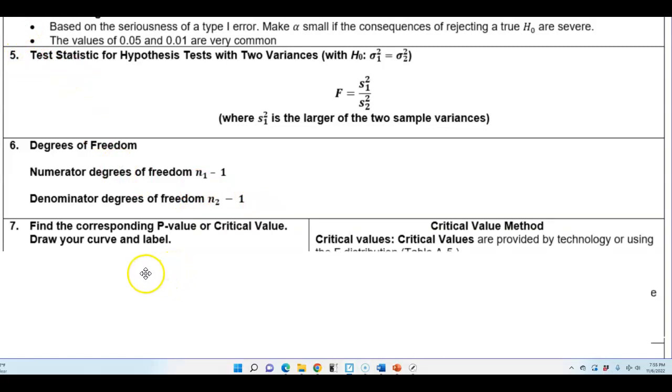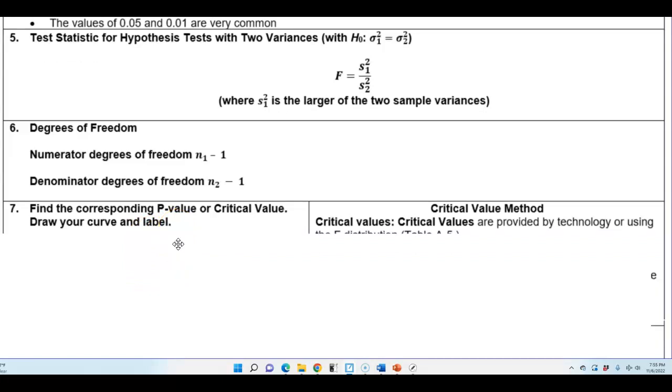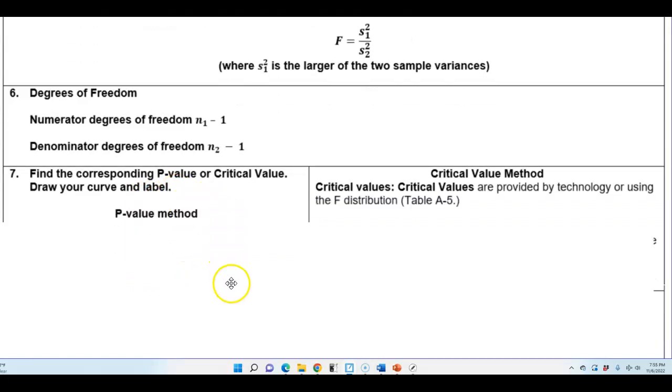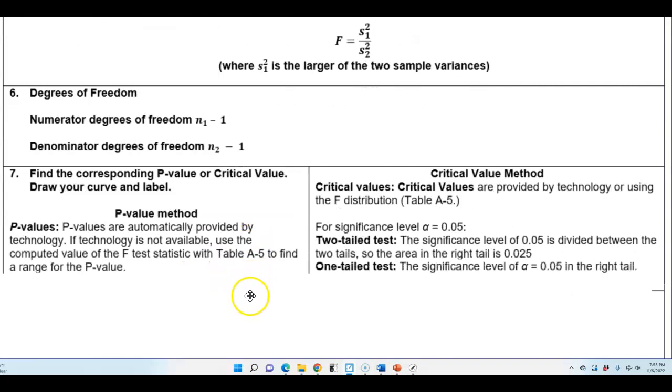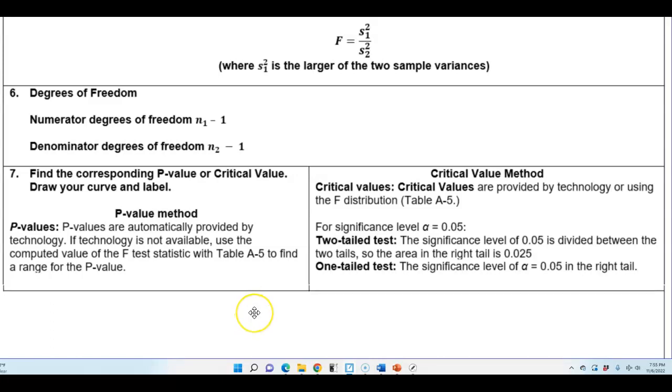Okay, so number 7, we're going to find the corresponding p-value or critical value and then draw the curve and label. For the p-value method, p-values are automatically provided by technology, and if technology is not available, then use the computed value of the F test statistic with table A5 to find the range for the p-value. For the critical value method, critical values are provided by technology or using the F distribution table A5.